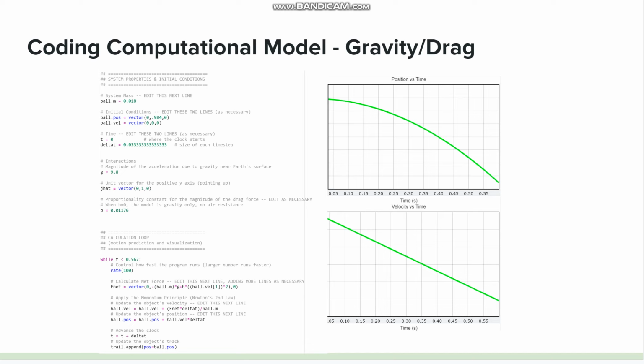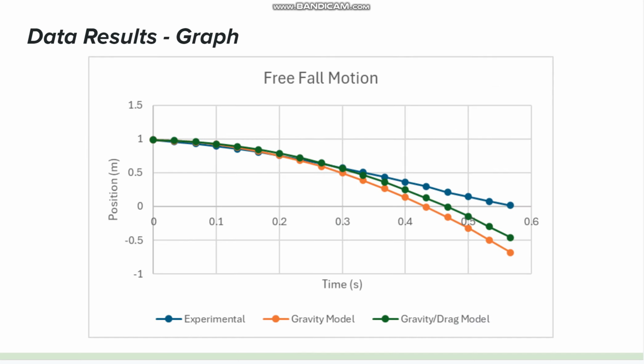Seen now is the gravity and drag influence model of my coding. All initial conditions are the same as the gravity-only model, except for b, which is now 0.01176. This is found through using the equation b is equal to coefficient of drag times rho times area divided by 2. Additionally, the F net equation now accounts for the force of drag. Using this code, the following graph was created. As seen, position decreased quadratically, while velocity decreased in a linear manner. When all three datasets were applied to one graph, the following was created.